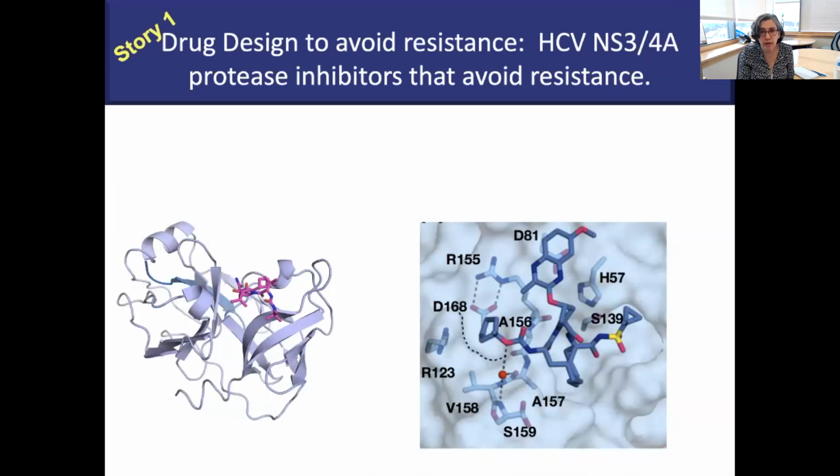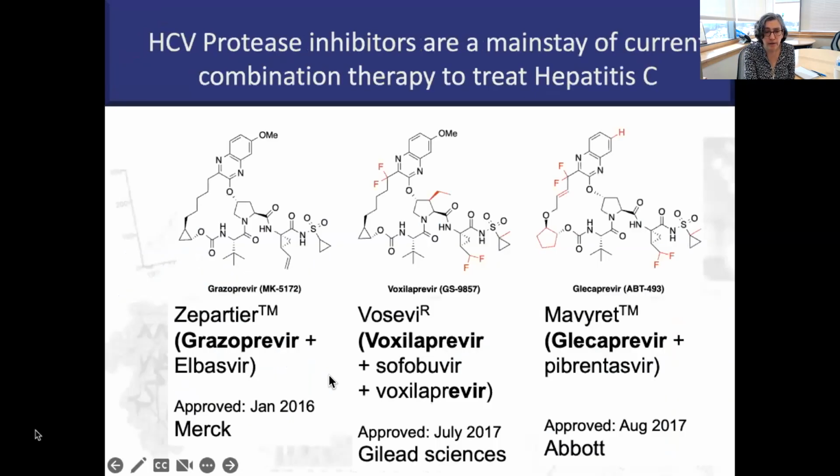The first one is a story that we did over the last probably 15 years on hepatitis C and hepatitis C protease and looking at resistance there. And hepatitis C protease is a serine protease, and it currently is the target for 3 protease inhibitors that are currently used in combination therapy to treat hepatitis C.